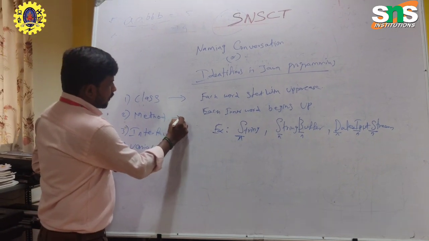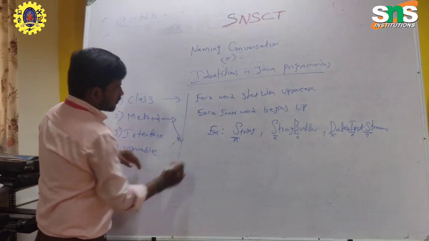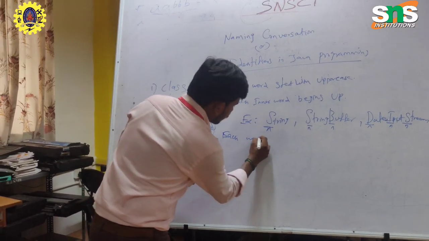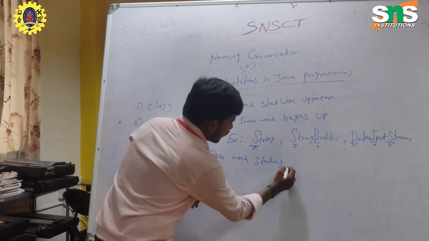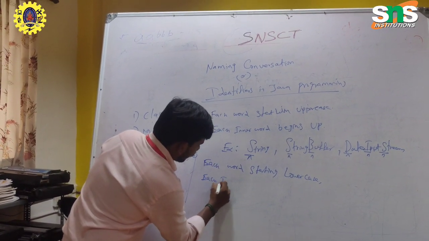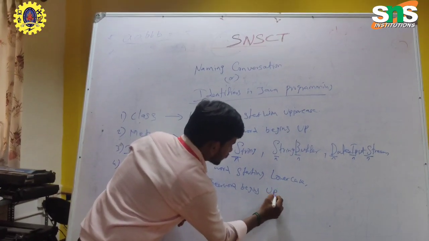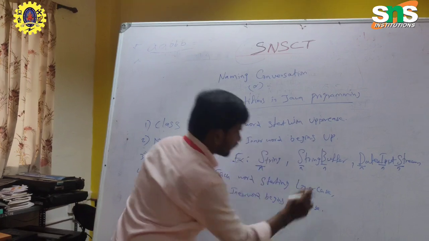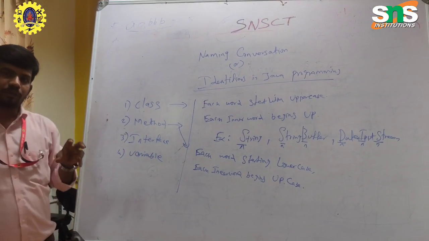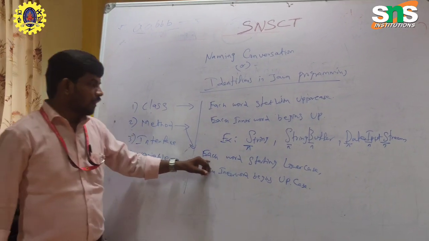Next, the method. In a method, the first word starts with lowercase, and each inner word begins with uppercase. Why does it start with lowercase? Because a method is one type of object, and it refers to the class. That's why we use lowercase for the first word.